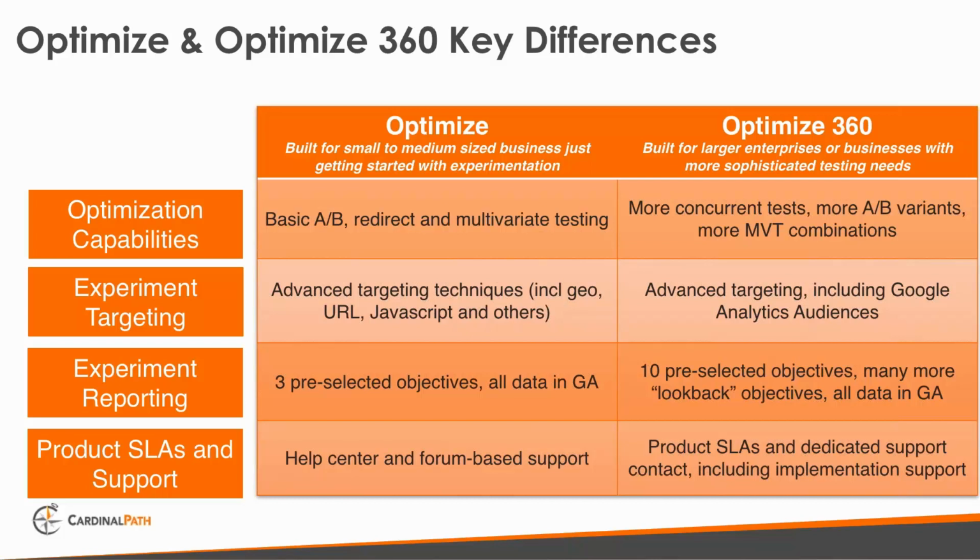For experiment reporting, we realized that a lot of you are getting deeper into your data and want to make sure that you know about all of the effects that your test might have. So you can have 10 pre-selected objectives, but we also have the ability to look back at a much broader range of objectives that come from GA, even after you've started the test. I'll show you what that looks like. And then, as with the rest of the 360 suite, it comes with product SLAs and dedicated support. Of course, this would be through Cardinal Path, who's been a great partner to us and helps you implement and get the most value out of your testing efforts.